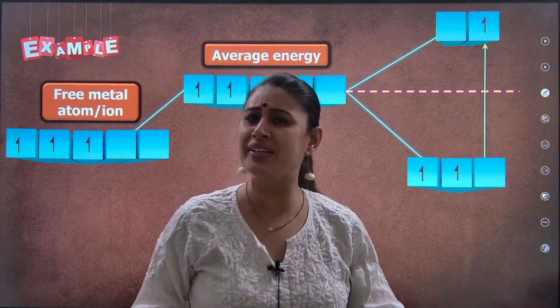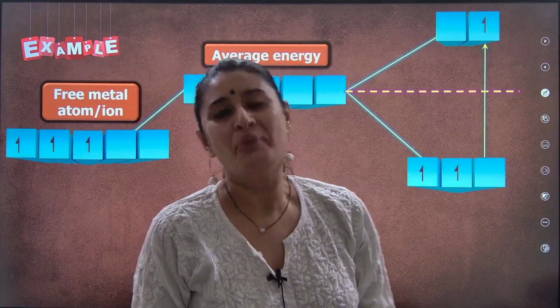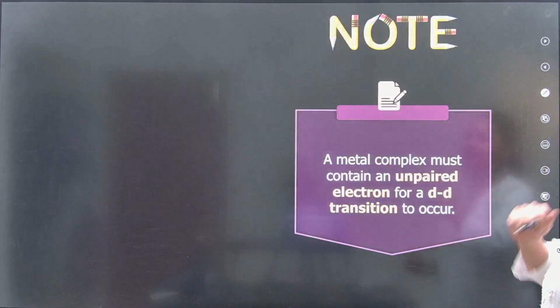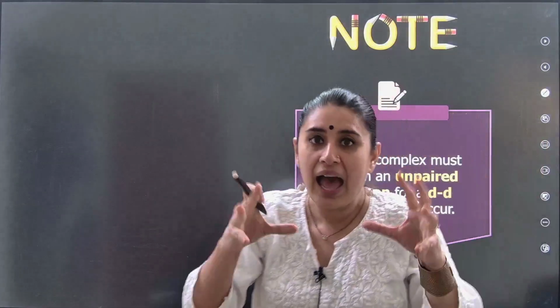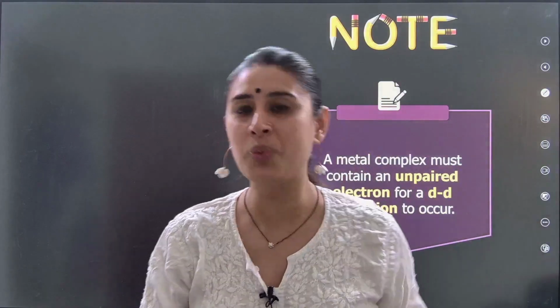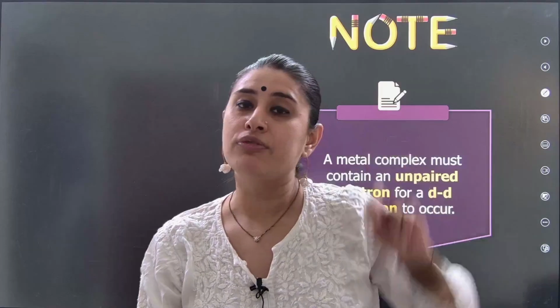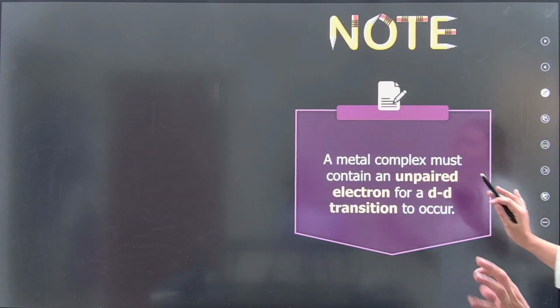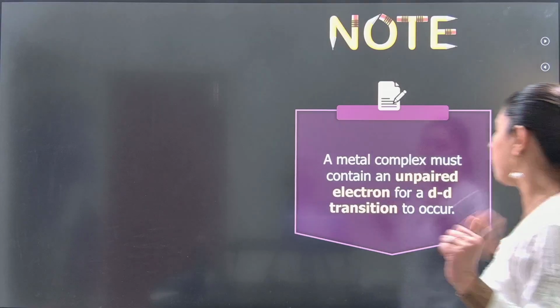Then what is the reason for the color? Well, the reason for the color is when it comes back, it emits some energy, and that energy lies in the visible range. Now, there is a very interesting thing which is possible from here, which is the concept of the complementary color. Okay, check. A metal complex must contain an unpaired electron for a d-d transition.